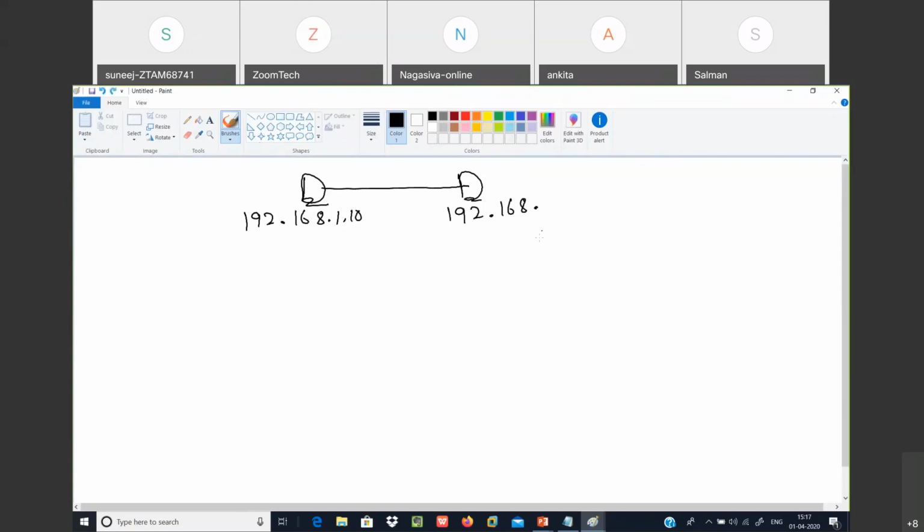Now if 192.168.1.10 is assigned to both, will they communicate, guys? No, an IP address conflict will come, since they are the same addresses. Okay, now let me change it: 1.10 for the first PC, 1.20 for the second PC. Will they communicate? Yes. Yeah, we have a very good logic now. Very good.